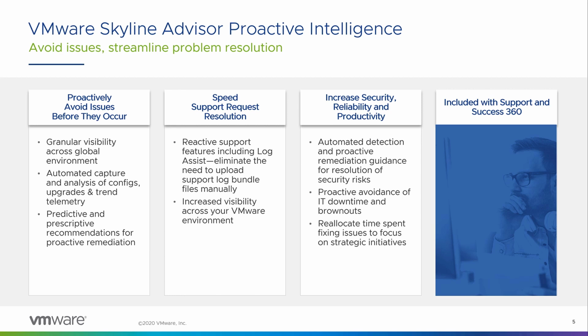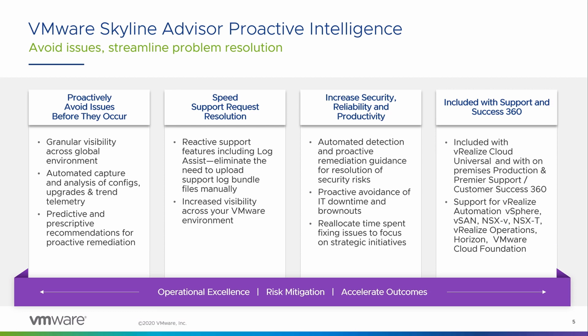And Skyline's automated detection and proactive remediation guidance helps you strengthen your environments. So with this service, you can actually avoid IT downtime, and then you can reallocate that time to do more valuable work. But here's the best part. Skyline Advisor Pro is available at no additional cost with your active production and premier support contracts. And I'm also very happy to say that Skyline is included with Success 360 and vRealize Cloud Universal subscriptions. And speaking of environment-specific configurations, Skyline supports all the products listed here.